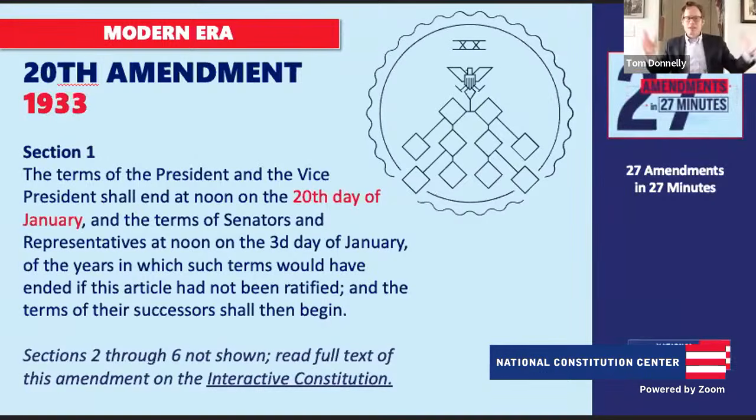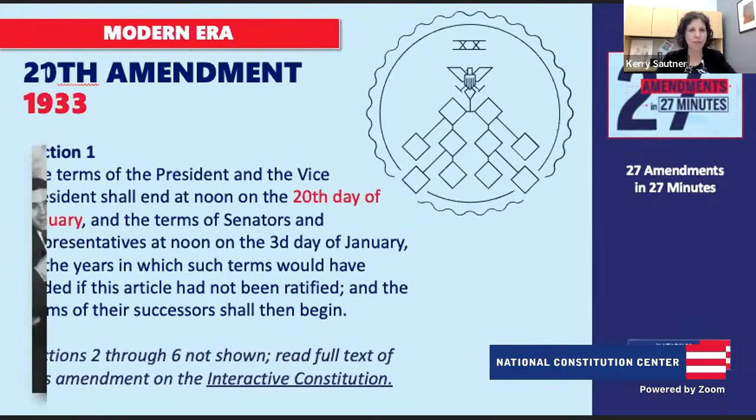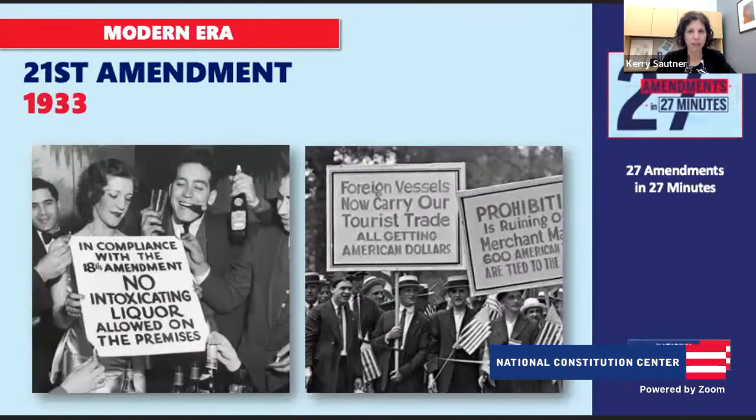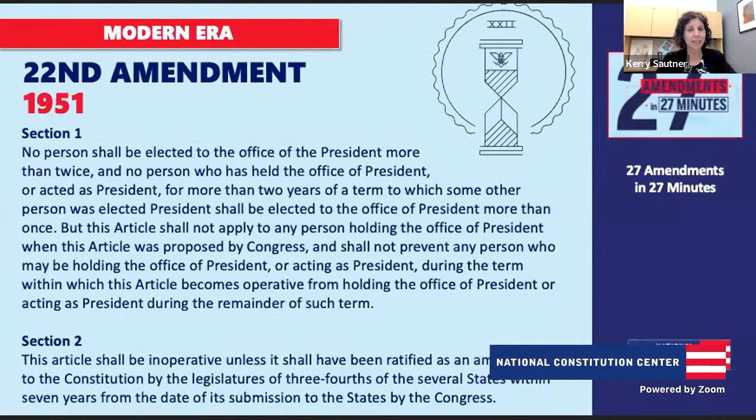Yeah, so the 20th Amendment's ratified in 1933. What it was meant to do is to limit the amount of time between an election and when the new government takes over. And so it moved the date of the new government taking over from March up to January. Awesome, pretty straightforward. We already talked about the 21st Amendment, and you can see the celebration there. And we'll jump into the 1951 and the 22nd Amendment.